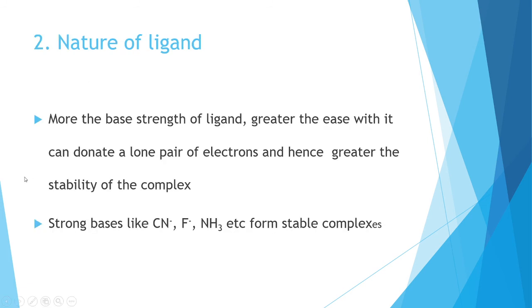And the next one is the nature of the ligand. The next factor affecting the stability of the complex is the nature of the ligand. The more the basic strength of the ligand, the greater the ease with which it can donate a lone pair of electrons. So basic strength means it can easily donate a lone pair of electrons. As basic strength increases, stability also increases. So we can consider some strong bases like CN minus, F minus, ammonia, etc. They form stable coordination complexes because they can easily donate a lone pair of electrons. That is the nature of the ligand, the second factor.